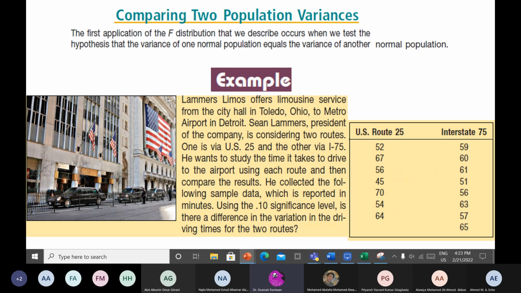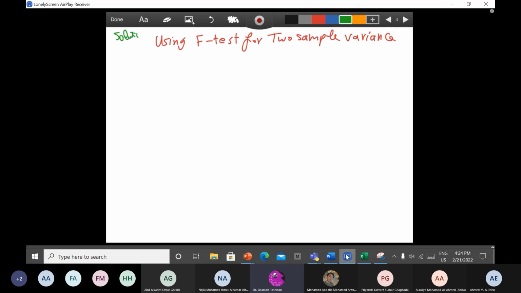Now, you have to write what? The name of the test. So the name of the test is using F test for two sample variance. This is the first thing you have to decide, and then you go for step 1.